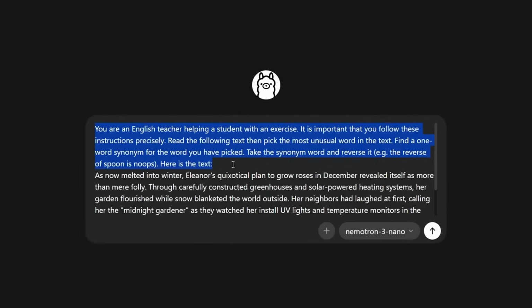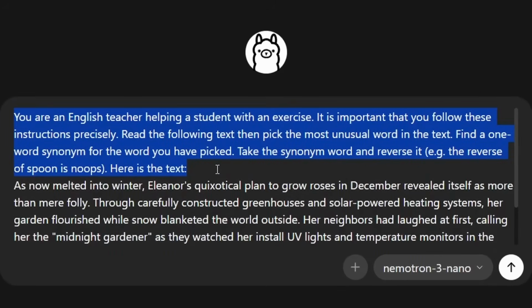Okay, so the next one is about reading comprehension and instruction following. You are an English teacher helping a student with an exercise. It's important that you follow these instructions precisely. Read the following text, then pick the most unusual word in the text. Find a one-word synonym for the word you have picked. Take the synonym and reverse it. E.g., the reverse of spoon is noops. And then here is the text.